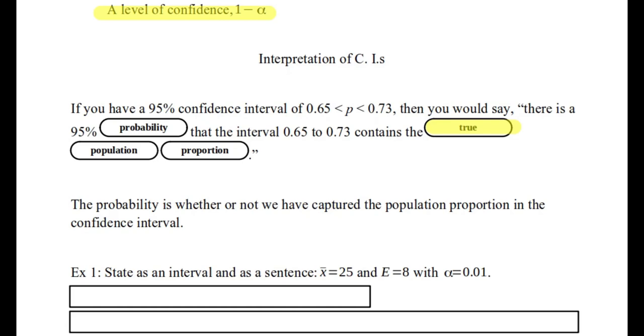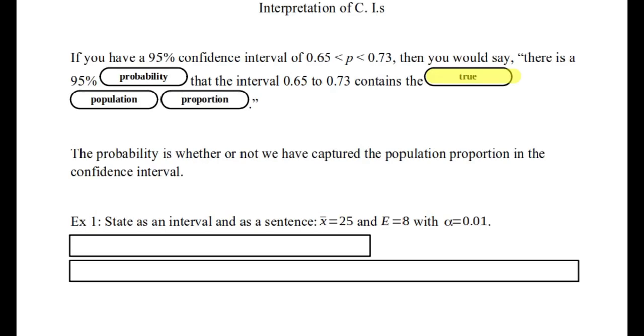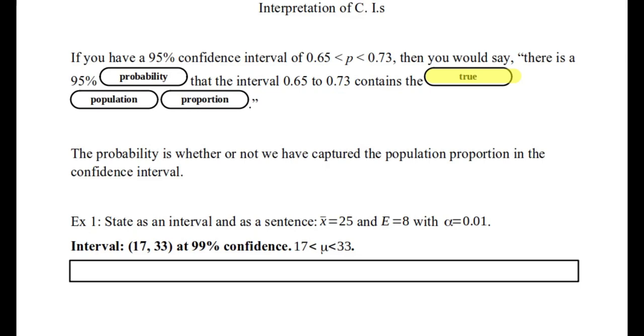So here's another example. State as an interval and as a sentence. We've got x bar equals 25. So here we're talking about a sample mean. The margin of error is 8, and alpha is 1%. So the first thing that we're asked to do is state as an interval. We'd state that exactly the way you'd expect. We'd take that 25 and add and subtract 8. So 25 minus 8 gives us our lower bound, 17, and 25 plus 8 gives us our upper bound, 33.